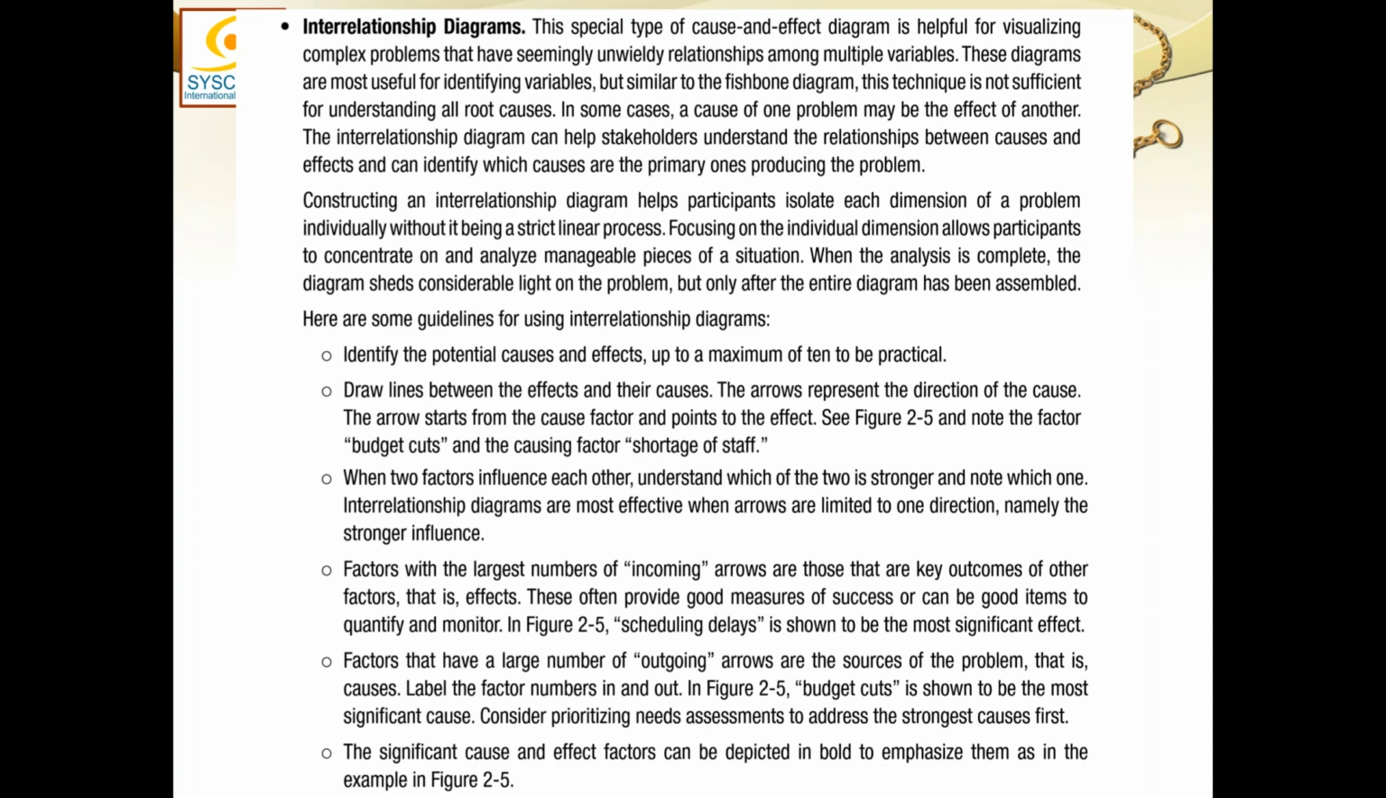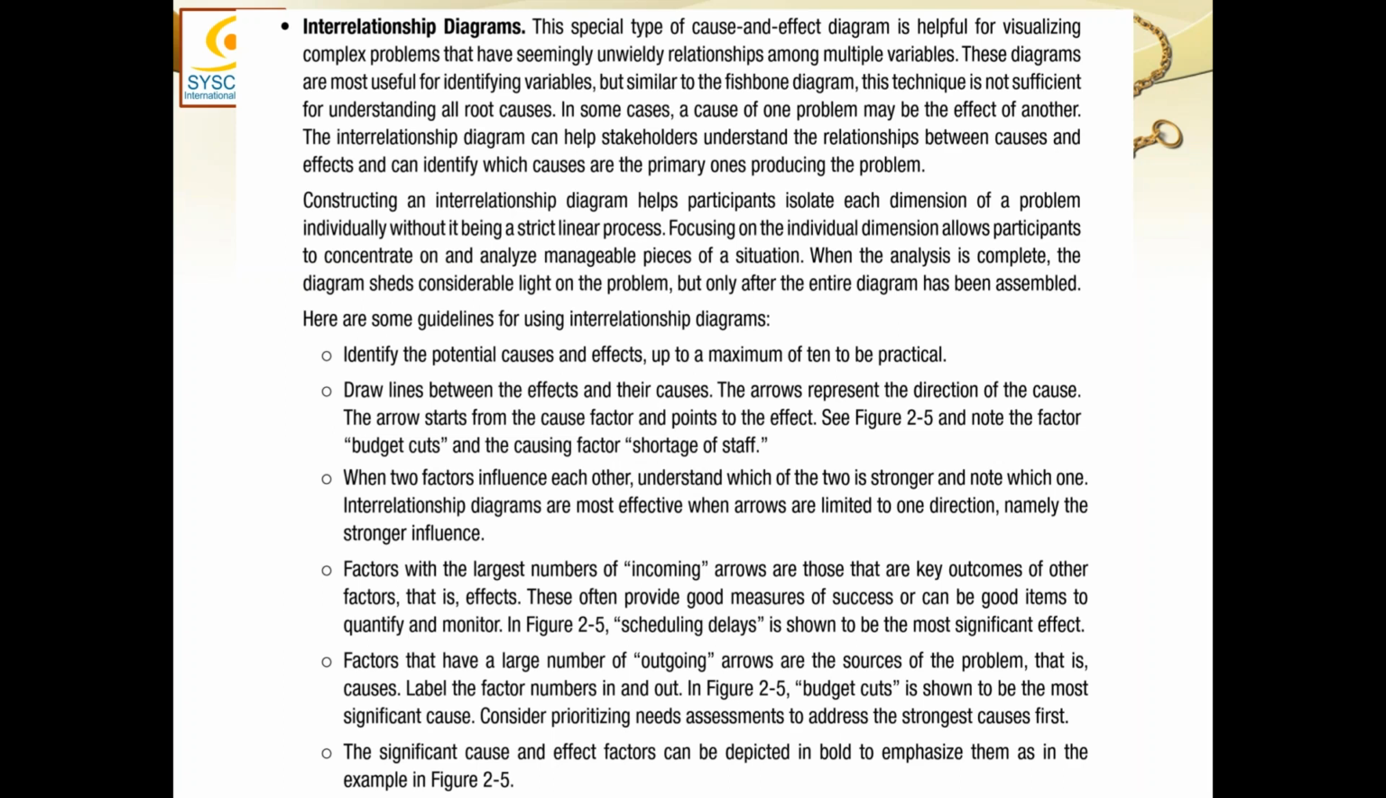The interrelationship diagram can help stakeholders understand the relationship between causes and effects. There are many causes and many effects of various problems, and they are interconnected. That interrelationship has to be understood, and you can identify which causes are the primary ones producing the problem. So we have to ultimately find the root cause in the interrelationship diagram. What is dependent on everything?